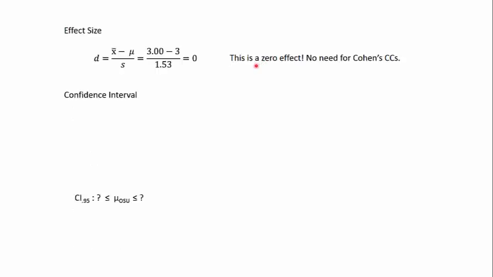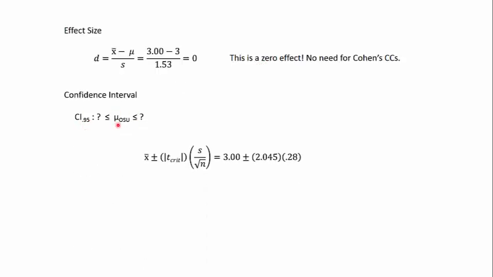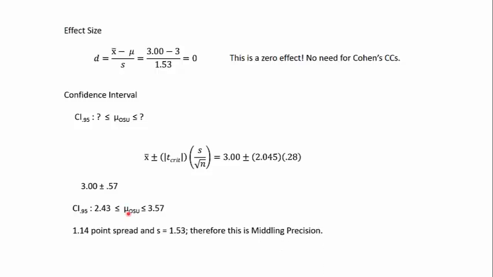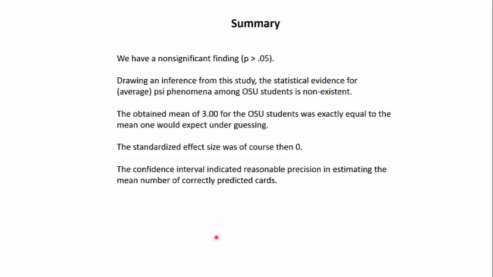We then obtain our confidence interval. It's a 95% confidence interval built around the OSU mean. So you can see the formulas here. There's our t critical value. There is the standard error of the mean. And we plug and chug through, and we obtain 2.43 up to 3.57. So I'm 95% confident this interval includes the true population mean for OSU students. And that's about a 1.14 point spread. The standard deviation is 1.53, so therefore it's really middling precision.